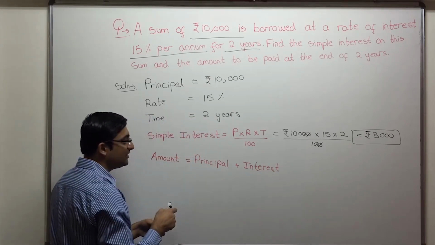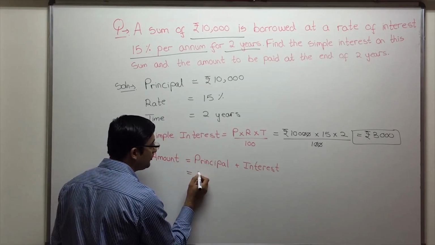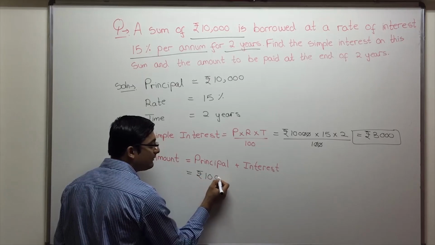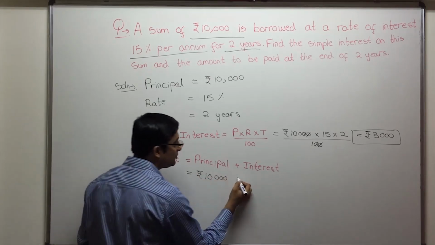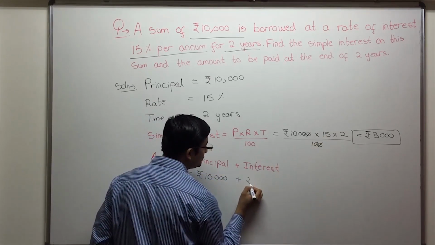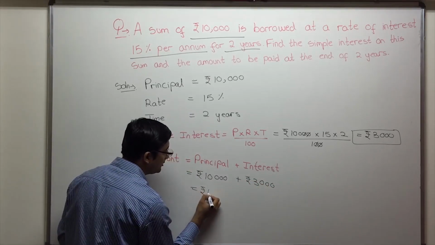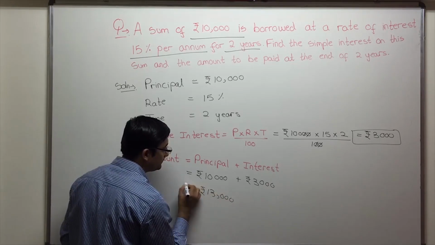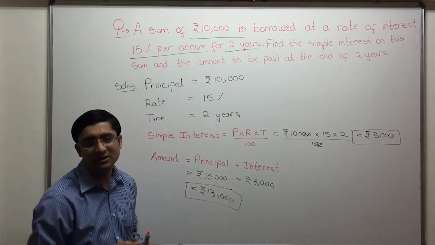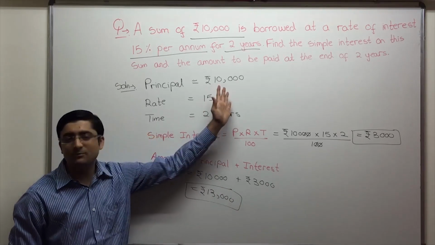So plug in the values over here. What is the principal? We borrowed 10,000 rupees. So we're going to pay back 10,000 rupees plus interest on it. How much interest? 3,000 rupees. So this is equal to rupees 13,000. Hence we have completed the question, right? So this is a very simple interest problem.